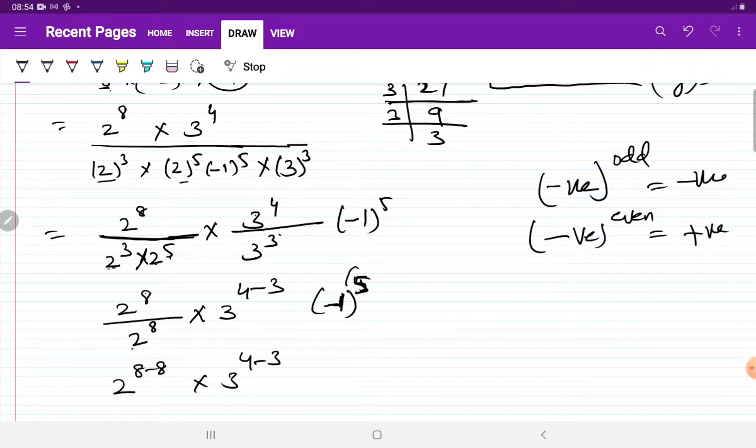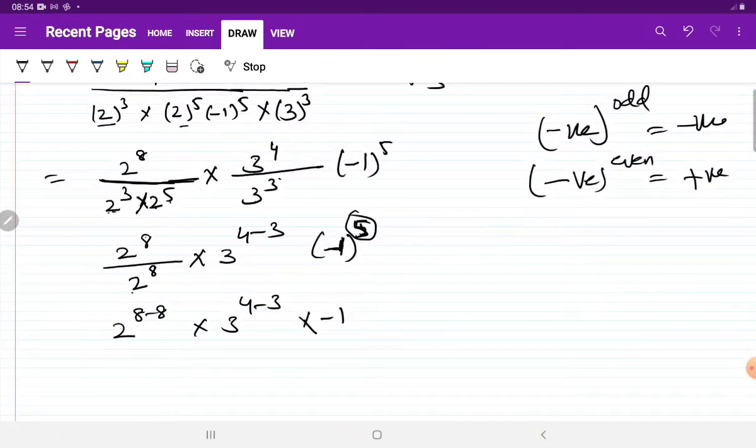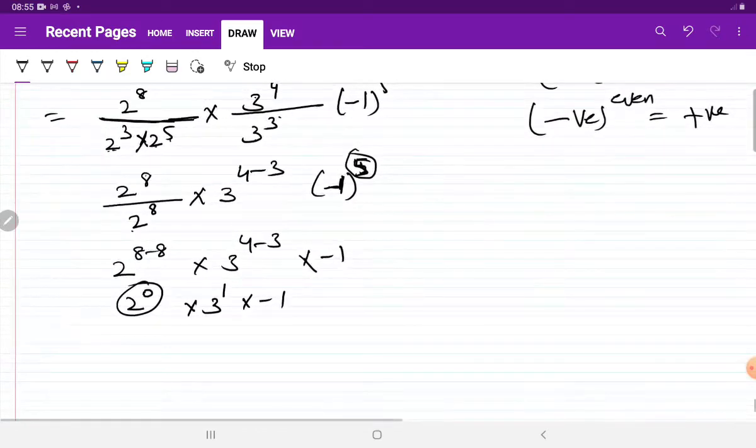So here, 5 is an odd number, so we'll get negative 1. So 2 raised to power 8 minus 8 is 0, 2 raised to power 0. 3 raised to power 4 minus 3, 1, into minus 1. So this result again becomes 1 because x raised to power 0 is always 1. So 1 into 3 raised to power 1 into minus 1 will get minus 3.